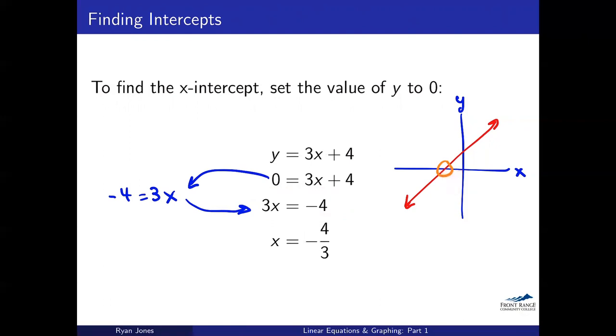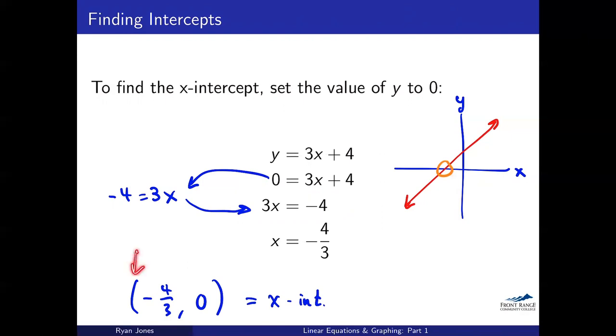And again, when we write this, we want to make sure that we're writing it as a coordinate point. So for x, -4/3, and then for y, 0. And there we go, we get our x-intercept right there. Make sure that for any coordinate point that you're writing, you actually write it as a coordinate point.